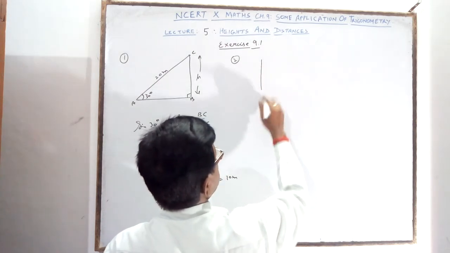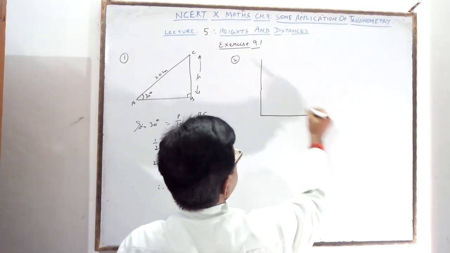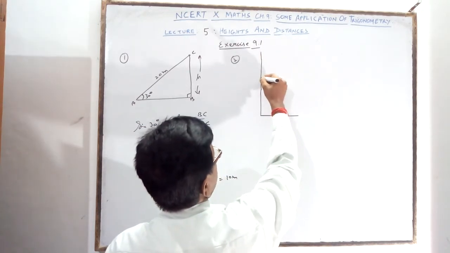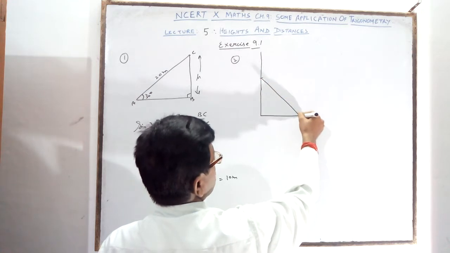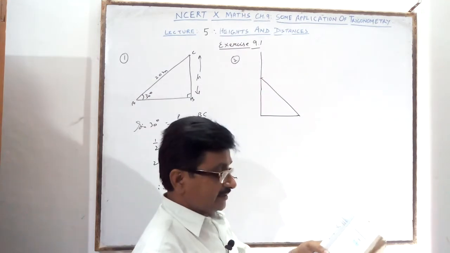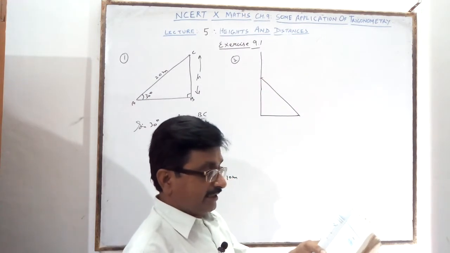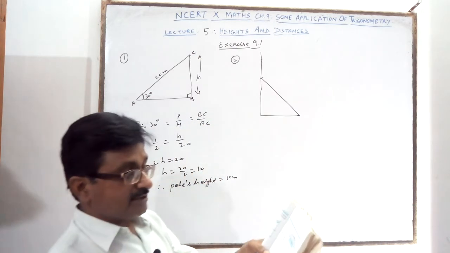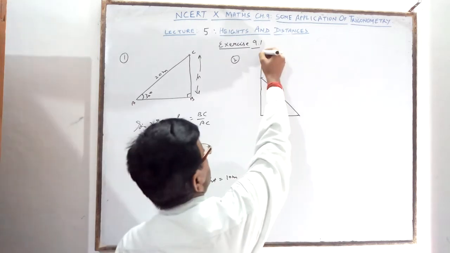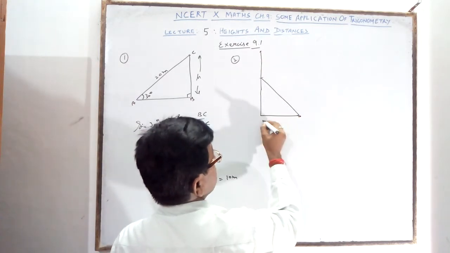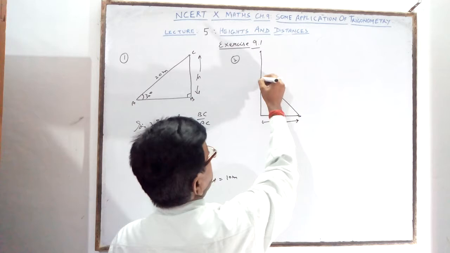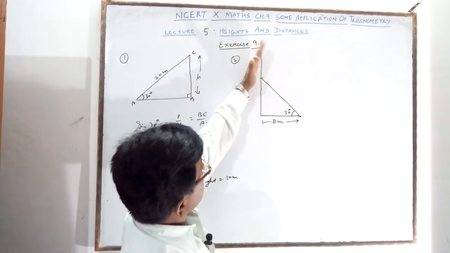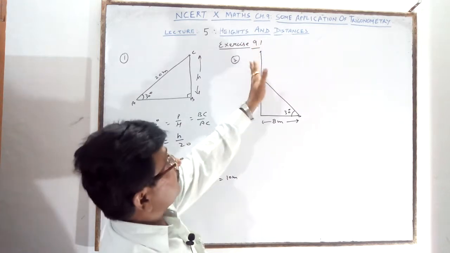It is a tree, and from here it is broken, and the top is touching the ground at this place, making 30 degrees. The distance between the foot and the point where the top touches the ground is 8 meter. It is given 8 meter and it makes 30 degrees with the ground, like this. You see that? The total tree is this.